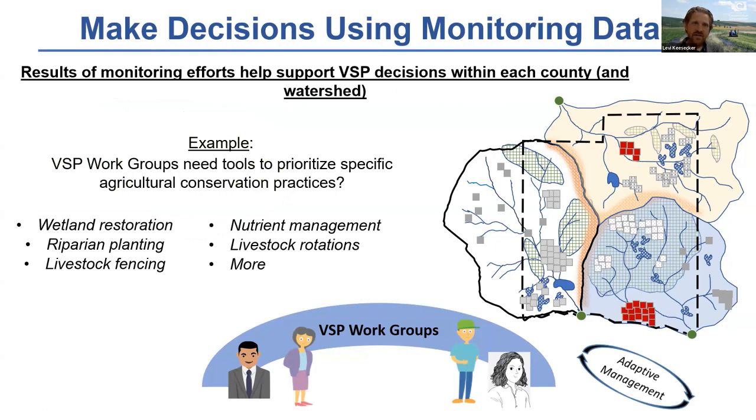But the other purpose is sort of on the ground, day-to-day adaptive management, so that the VSP work groups, watershed work groups who are making decisions about how to allocate funding and where to target outreach and engagement with producers, and thinking about what kinds of practices you would implement where, have data more or less in real time, and then they use that data to make better decisions or make decisions that are more reflective of the will of the group.